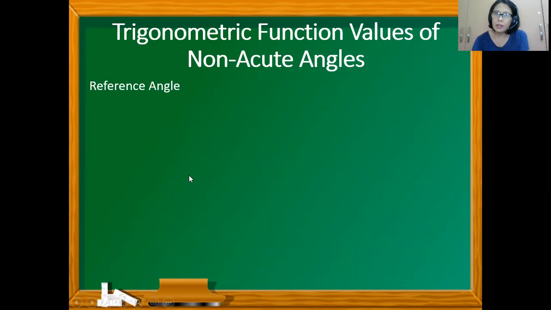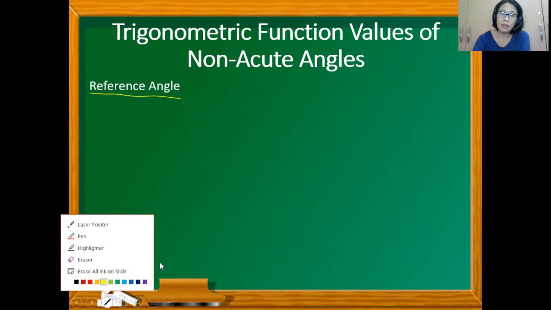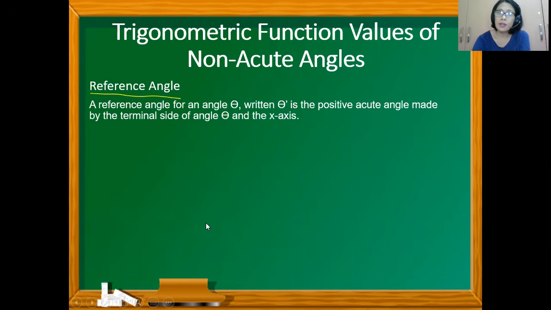Now, in evaluating the TFVs of non-acute angles, it would be helpful for us to work on the reference angle of each obtuse angle. So, how do we define a reference angle? A reference angle for an angle theta, expressed as theta prime, is the positive acute angle made by the terminal side of angle theta and the x-axis.